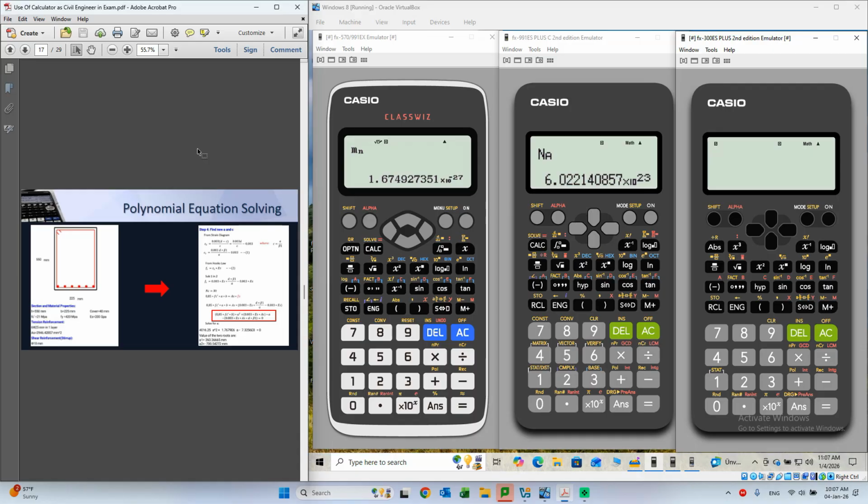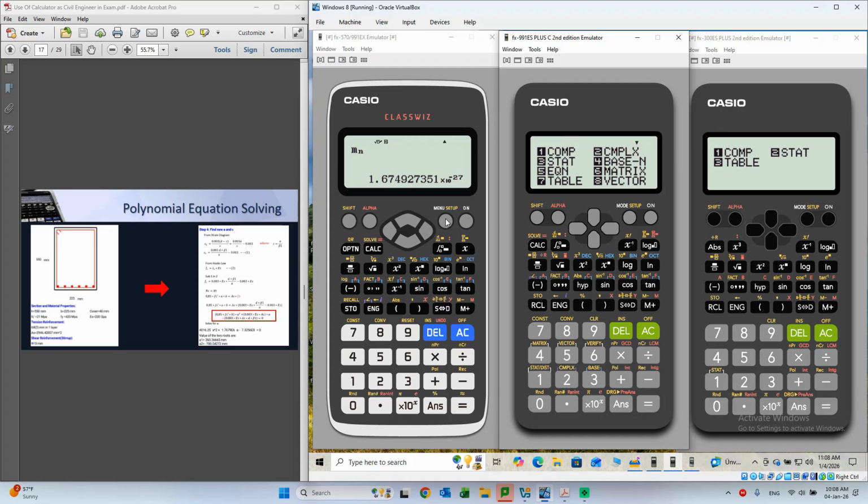Alright, let's move on to the polynomial equation solving. So this time we have different ways of solving equations, so we'll discuss each of them. Unfortunately, this one does not have solve or some of the equation functions. I believe this one does not have an equation inside. Now this one does not contain it either, but those two have both of them. They have the equation, or solve as we call it.